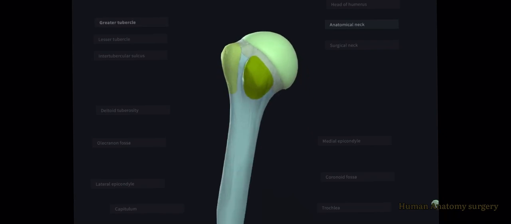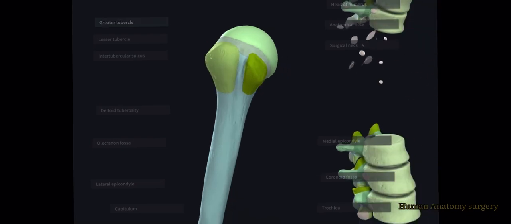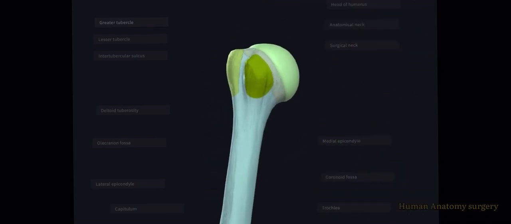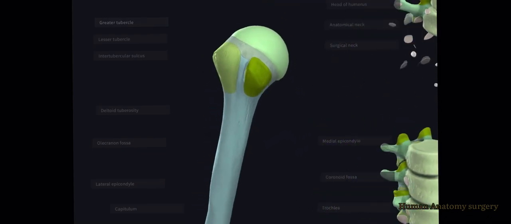Here we have the greater tubercle and the lesser tubercle. And between them runs the intertubercular sulcus. The tubercles are the attachment site for many of the scapulohumeral muscles.